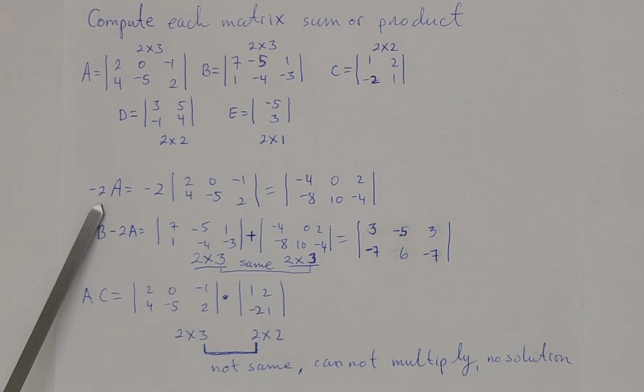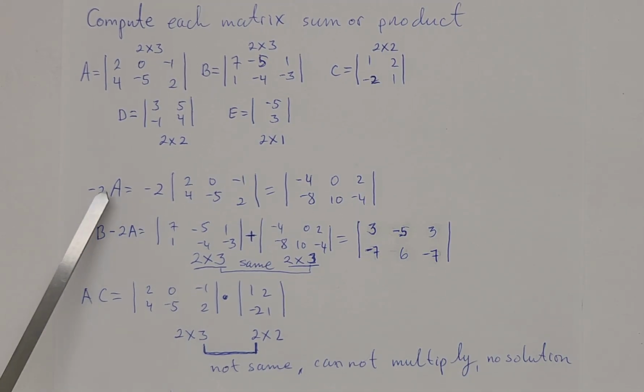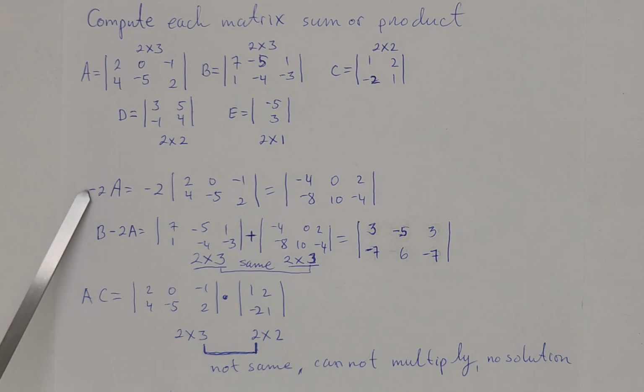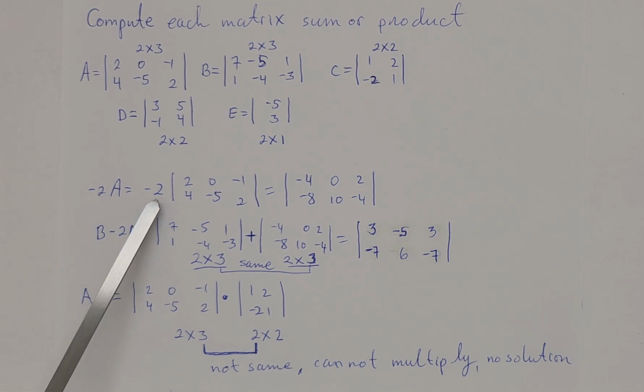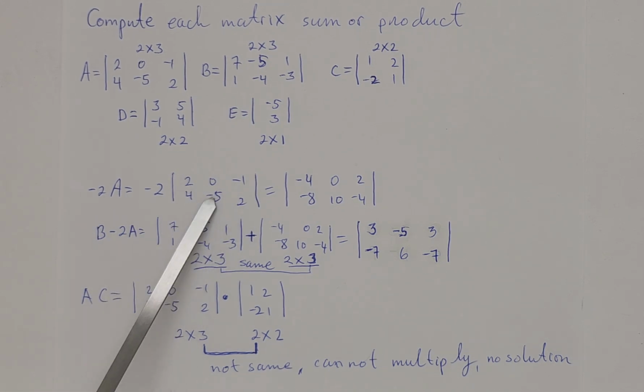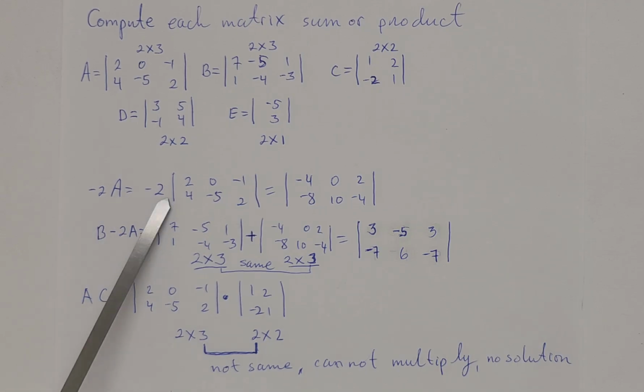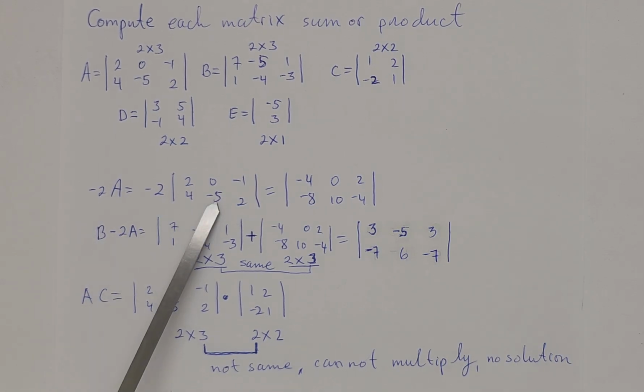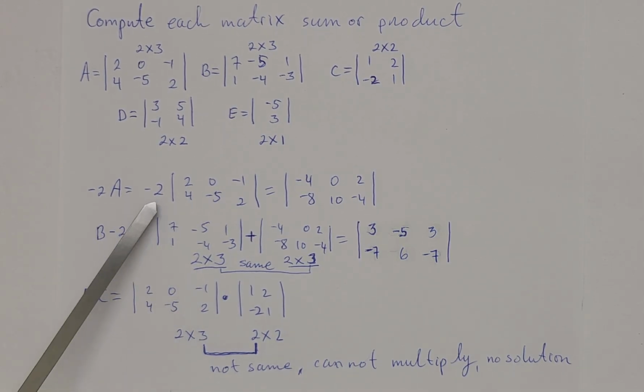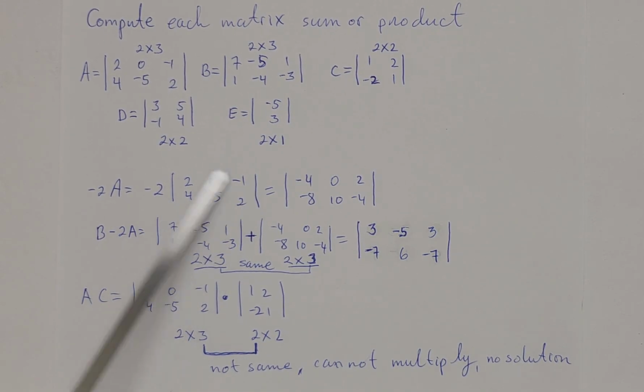So the first example we have here is negative 2 times A. So this negative 2 out here, we're just multiplying everything in matrix A. And we call this a scalar. A scalar is just multiplying the whole matrix. Okay, so we're going to multiply negative 2 to A.